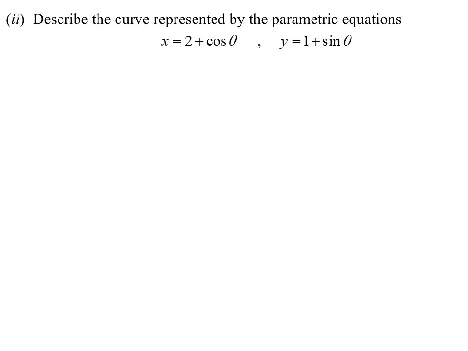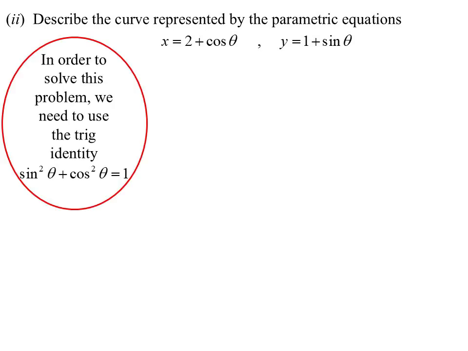What would something like this look like then? x equals 2 plus cos theta, y equals 1 plus sine theta. I want to eliminate the theta. This is where trig identities would come in handy. You might recall this trig identity. Sine squared plus cos squared is always equal to 1.